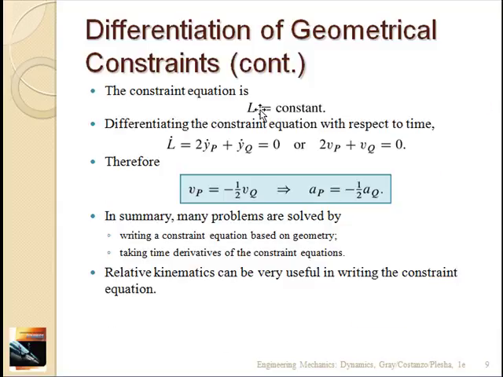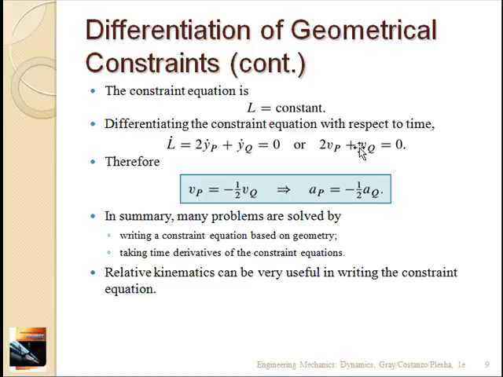So the constraint is that the rope doesn't stretch. So the total length that we've just written down is constant. So L dot is 0. And since several of those lengths are constant, L dot is just 2 yP dot plus yQ dot, and that has to be 0 because L is fixed. Okay, so L dot is 0. Or we can integrate with respect to time, and we find that this tells us twice VP plus VQ is 0, or VP is minus 1/2 VQ.